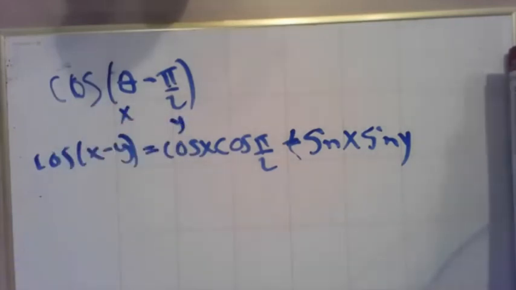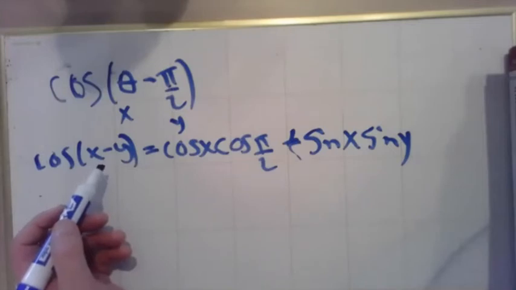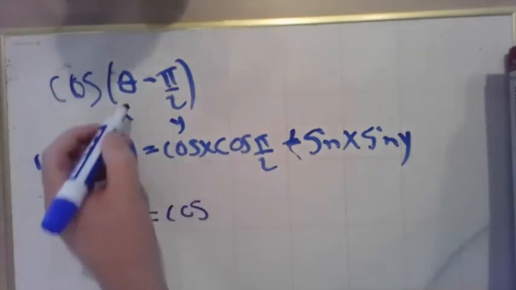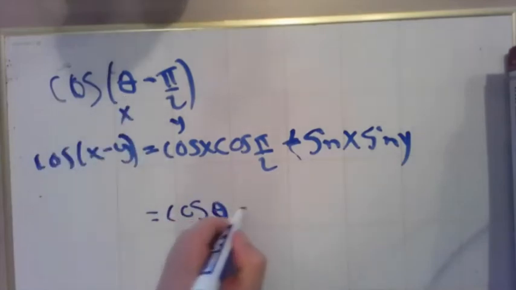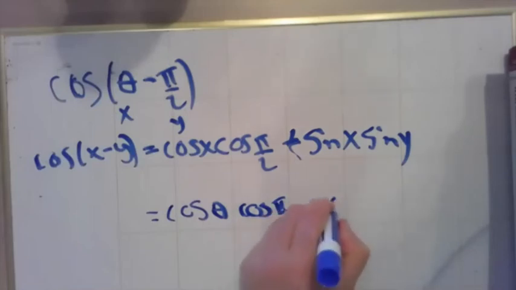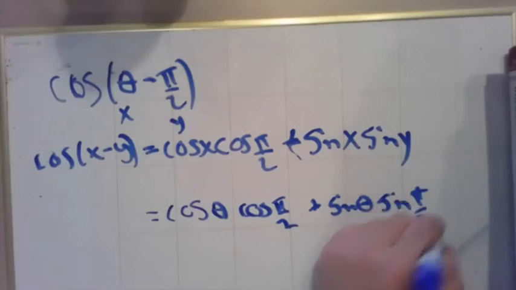I've already taken that. Y is not negative pi over 2. I've already taken care of the negative by using the formula that has the negative in it. So this would be cosine of theta, cosine of pi over 2, plus sine of theta, sine of pi over 2.